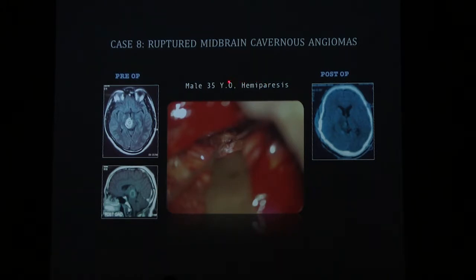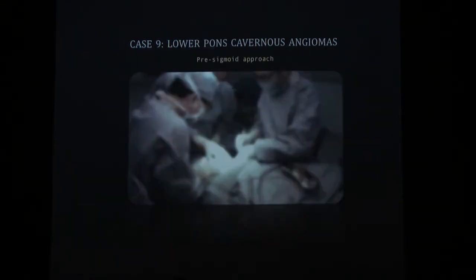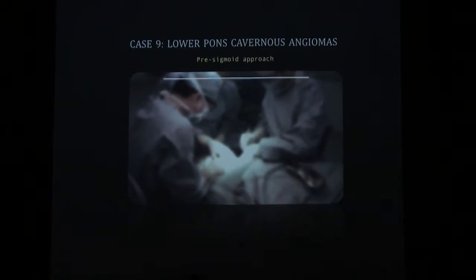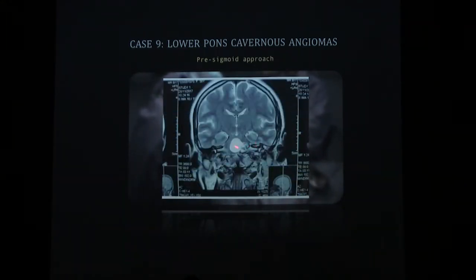a male with hemiparesis and a midbrain cavernoma. We take it from a subtemporal approach. This is all not special. This is a lower pons cavernous angioma. We do a presigmoid approach. You can see here, this is the cavernoma, a bleeding cavernoma. You can see here. Where is it?